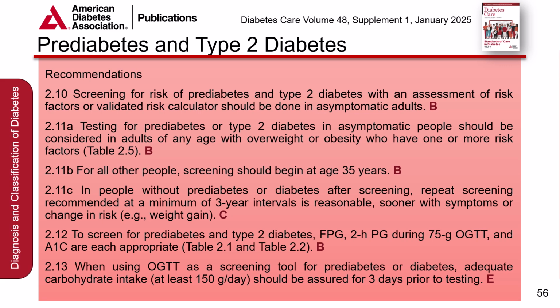2.11c. In people without prediabetes or diabetes after screening, repeat screening at a minimum of 3-year intervals is reasonable, sooner with symptoms or change in risk, for example, weight gain. Level of evidence C. 2.12. To screen for prediabetes and type 2 diabetes, fasting plasma glucose, 2-hour plasma glucose during a 75-gram oral glucose tolerance test, and glycated hemoglobin are each appropriate. Level of evidence B.